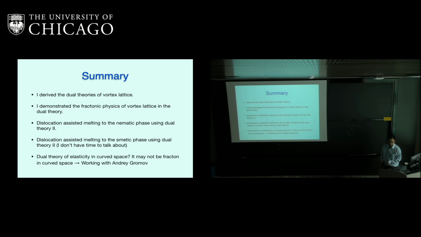And here is my last slide, the summary. I derived the dual theory for the vortex lattice. I demonstrated the fracton physics of the vortex lattice, and actually any kind of elasticity has fracton physics. The disclination cannot move. The dislocation can only move perpendicular to this direction. And I also showed that with the dual theory we can study melting by condensing dislocations. And there are some other questions that we want to add. It's a dual theory for elasticity in curved space. And this is work that I'm doing with Andrey Gromov. And thank you.